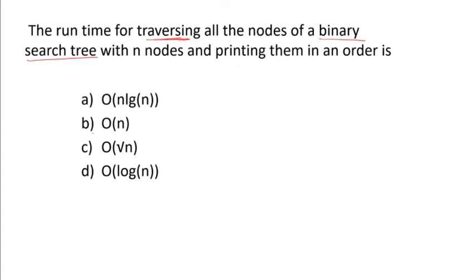So if there are n nodes, then the time complexity is order of n. That's what I'm talking about. There are a good number of students who gave me D as the answer, but try to understand the question. Even if it is a binary search tree or a normal tree, if you want to traverse all the nodes of the binary search tree, then you need to go with order of n.